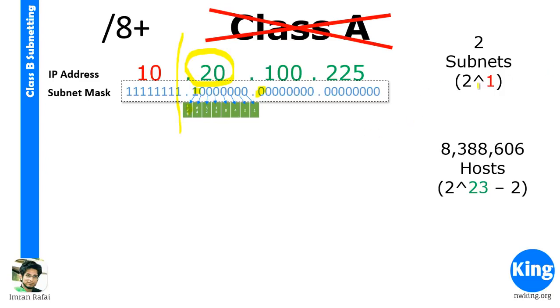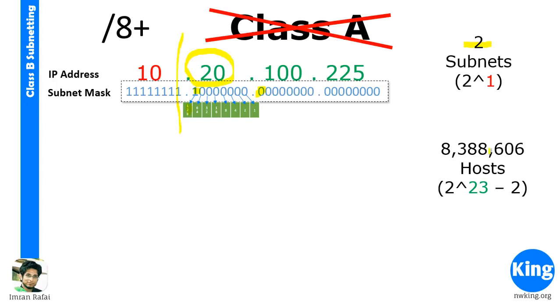Like we already know, 1 bit borrowing gives us 2 subnets, and the valid hosts are derived from the number of zeros. So 2 to the power 23 minus 2 is 8,388,606 hosts. That's a big number. In your practical life, you will not see such large networks or subnets with 8 million hosts. That's not practical. We would be breaking it down to smaller subnets.